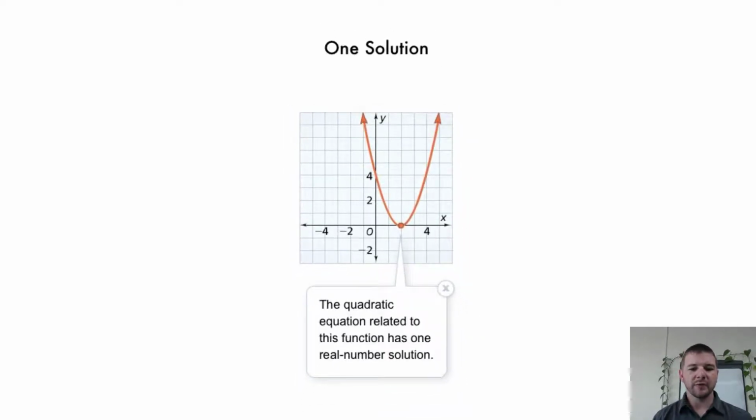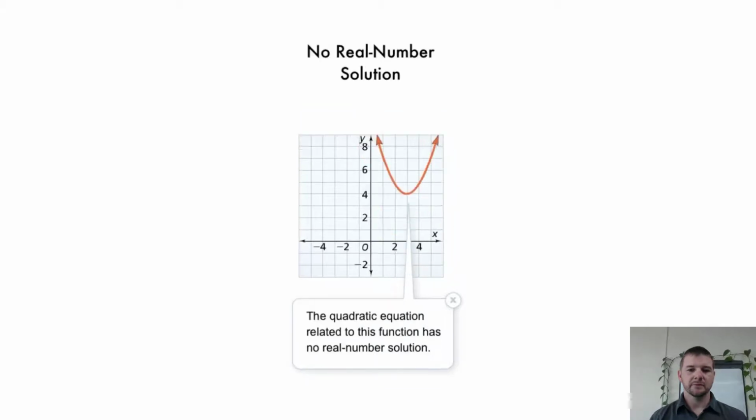The quadratic equation related to this function has 1 real number solution. Notice the vertex is the only x-intercept. The quadratic equation related to this function has no real number solution. Notice there are no x-intercepts.